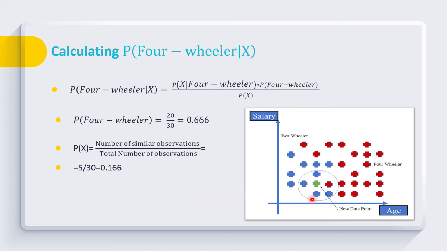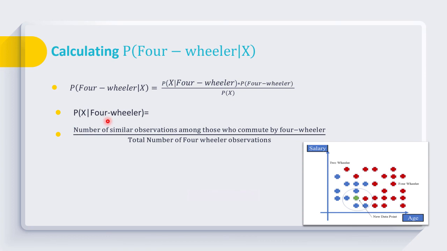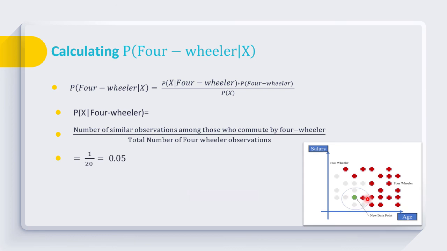Now in third step we have to calculate probability of x given four-wheeler. Now in this case we have to find out the number of similar observation among those who commute by four-wheeler, because four-wheeler is given. So we have to consider all those points which commute by four-wheeler, and we are concerned with number of similar observation in this area of marginality. So let's remove all two-wheeler data points. So we have this. Now in this area of marginality, this is new data point, so we will not be counting this. So we have only one data point which belongs to four-wheeler in this area of marginality.